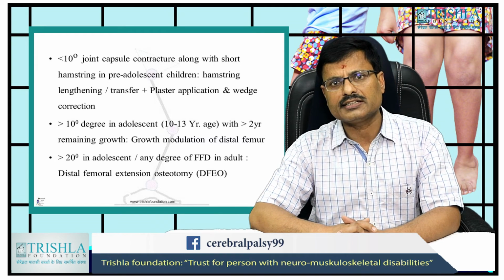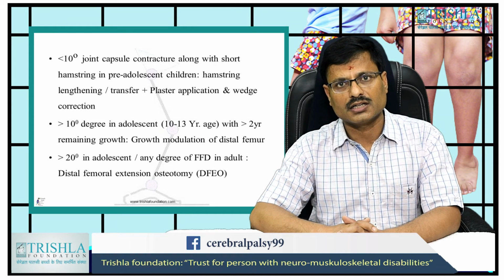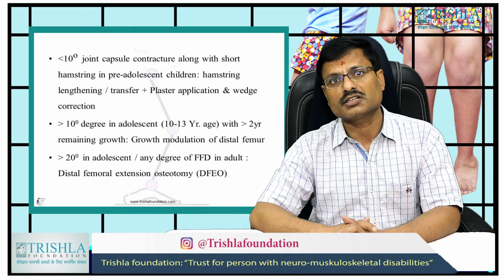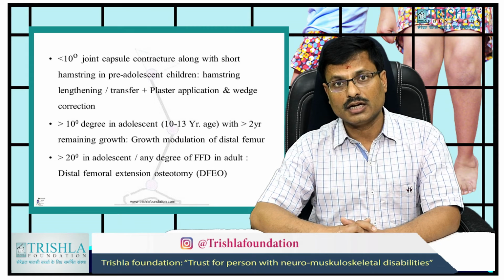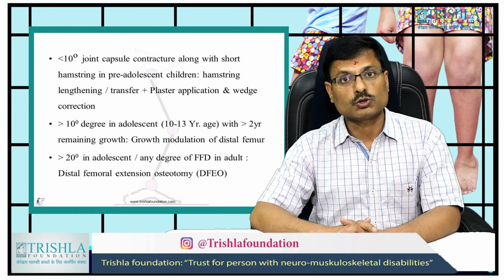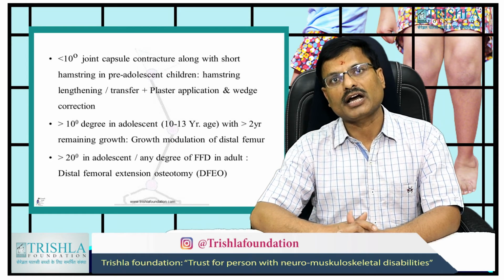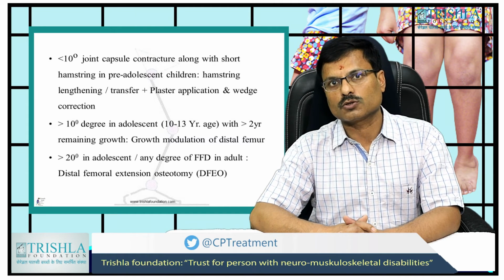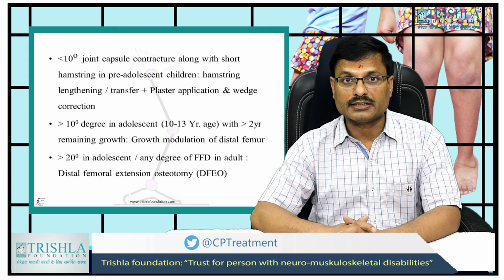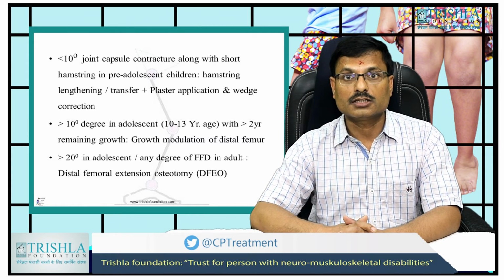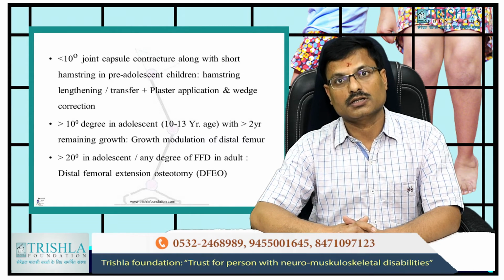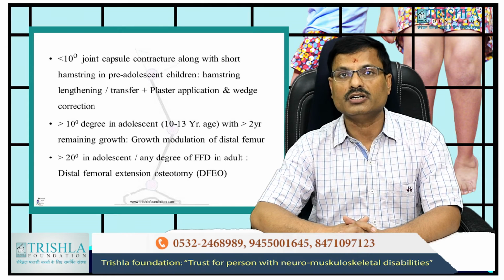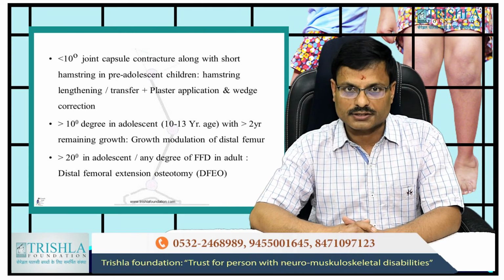If 10 to 20 degrees is there, and an adolescent girl or boy of 10 to 13, 14 years of age, then we will give growth modulation of the distal femur by applying 2 screws in the anterior part of the distal femoral growth plate, so that with increasing age, the posterior part of the growth plate will grow more, and by that the deformity will subside in coming years.